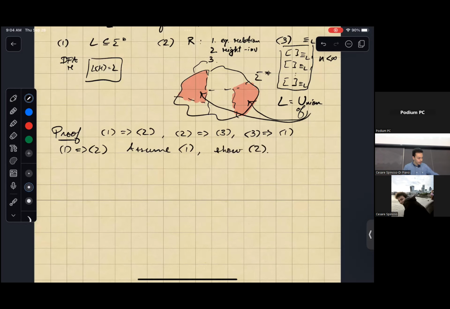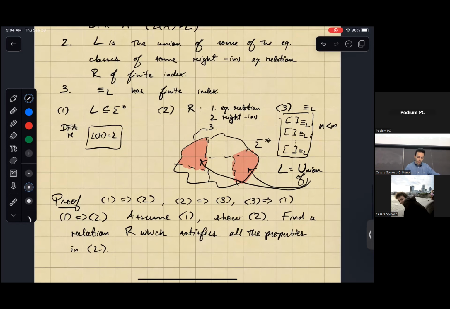To do this, I need to find a relation R which satisfies all the properties in 2. Because statement 2 just says I have some relation R and it has a bunch of properties. So I'm going to assume 1, and now I'm going to explicitly create this relation R and show that it has all those properties.